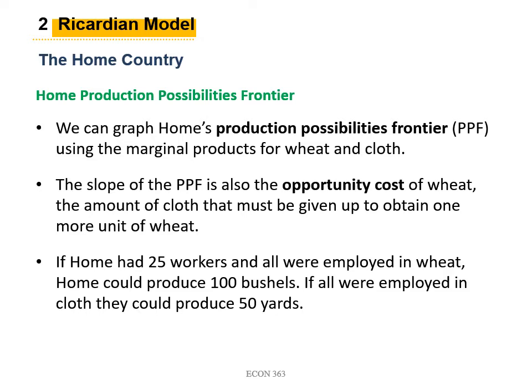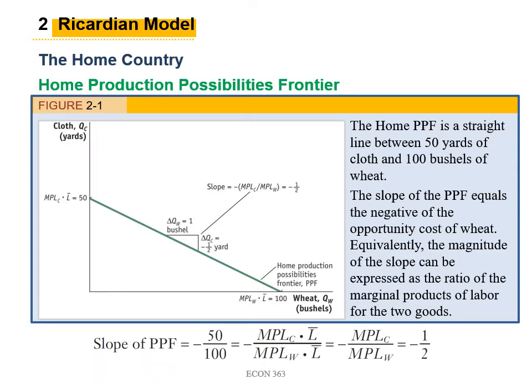And the slope of the PPF at any point is the opportunity cost of wheat. That is to say, the amount of cloth you have to give up to get another unit of wheat. If we know the number of workers in the country, of course, we can figure out the maximum amount of each kind of good that can be produced. So to keep it simple, suppose home has 25 workers. If all they did was produce wheat, they produced 100 bushels. With 25 workers, if all they produced was cloth, that would give you 50 yards of cloth. So here's the diagram with the information for the home country.